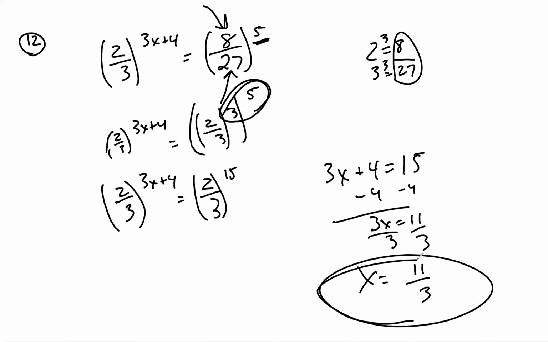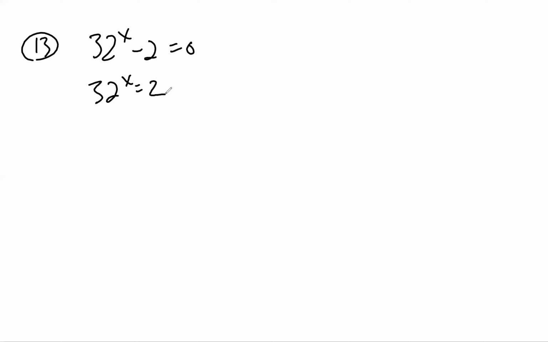Okay, next, number 13. We will have 32 to the x minus 2 equals 0. Well, again, the first thing we need to do is get our x value, the exponent value, by itself. So that's going to give me 32 to the x equals positive 2. And then again, from previous problems, we already know that 2 to the 5th is what gives me 32.